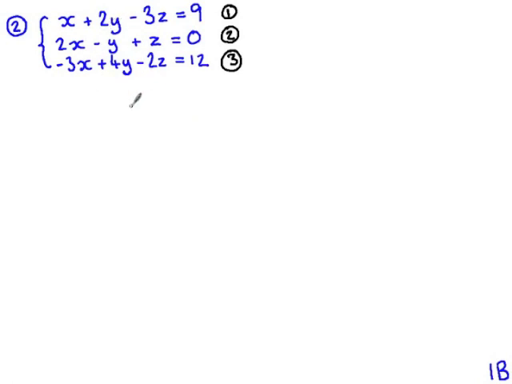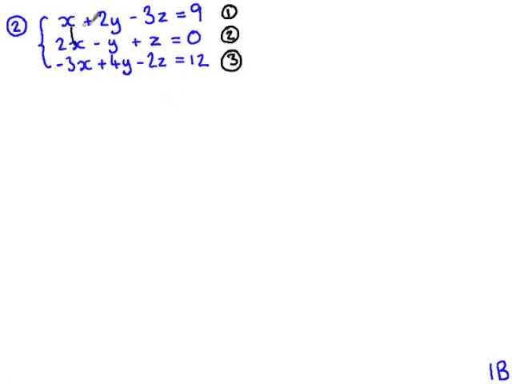Essentially what we're trying to do is eliminate the same variable from two pairs of equations, and then we'll be left with two equations and two unknowns, and we can proceed as before. So there's no right or wrong moves here, it's just that some operations result in easier equations than others.